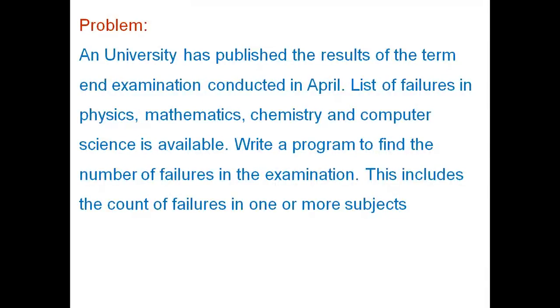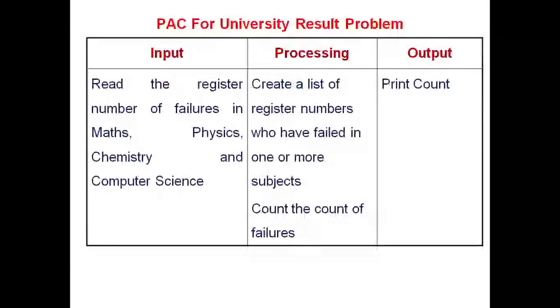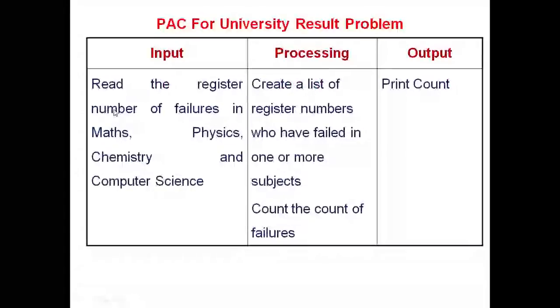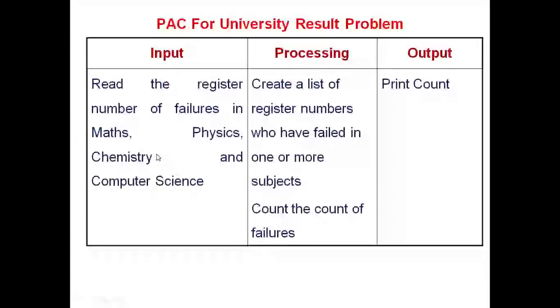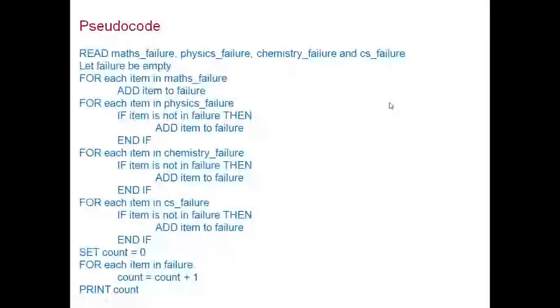In Python also, there is a set data structure which works as the set we have learned in mathematics. This is the PSC chart for the university result problem. The input is the register numbers of failures in maths, physics, chemistry and computer science. You have to read separately the failures in maths, physics, chemistry and computer science. Then in processing, you create a list of register numbers of those who have failed in one or more subjects, and then count the number of failures. The output will be the count.